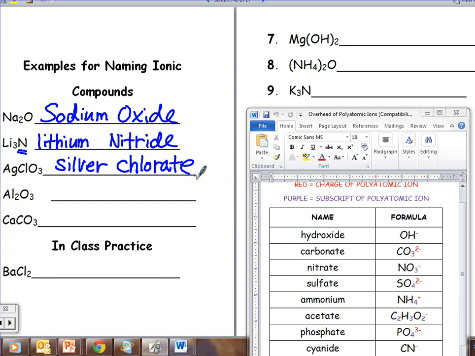Okay. Next one. Do I have a polyatomic ion? Al2O3. No. So oxygen is going to be instead called oxide. What is Al? So I have aluminum oxide. Next one. Do I have a polyatomic ion? What is it? Carbonate. What is the first one? Calcium. So simply I have calcium carbonate.